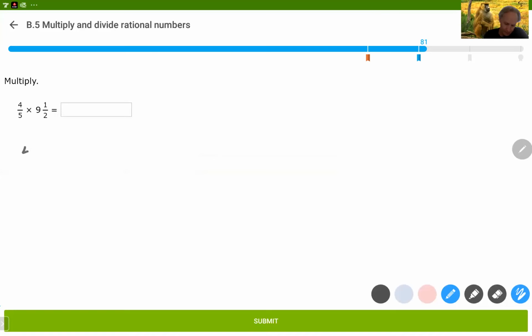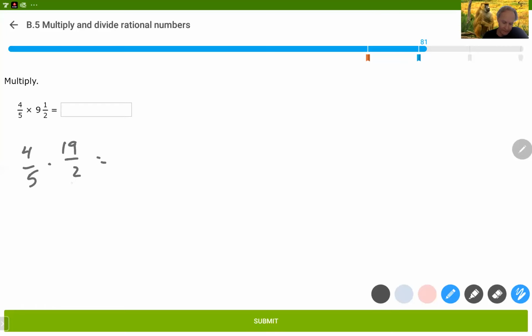4/5 times 18 plus 1 is 19 over 2. And again, I don't want to multiply the 4 times 19. 76 isn't that bad, and 76 over 10 is 7.6. In some ways, that's kind of easy. If you wanted a decimal for this, that would be the way to go.